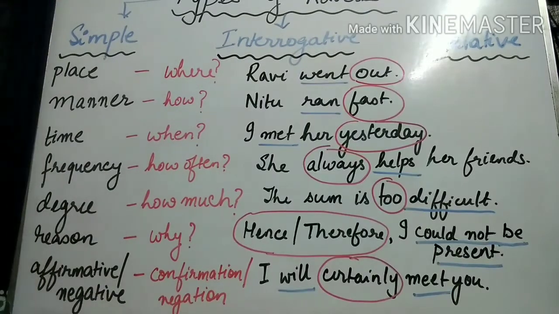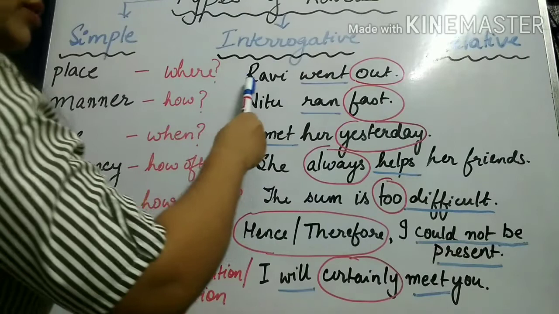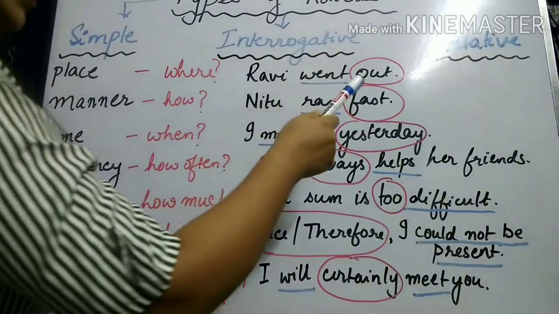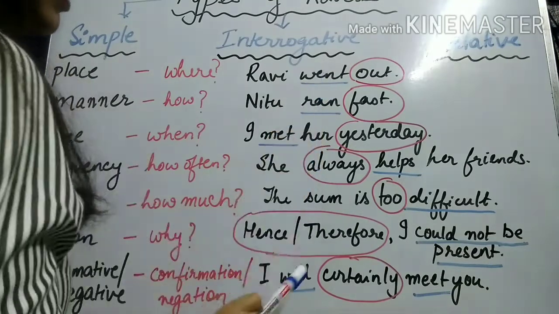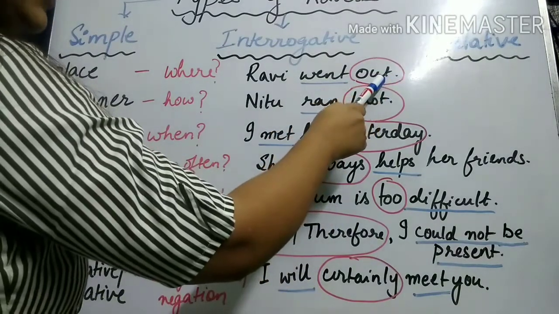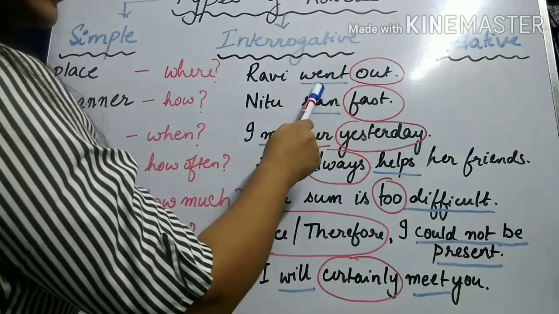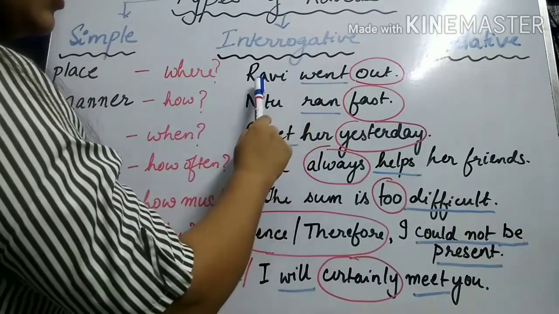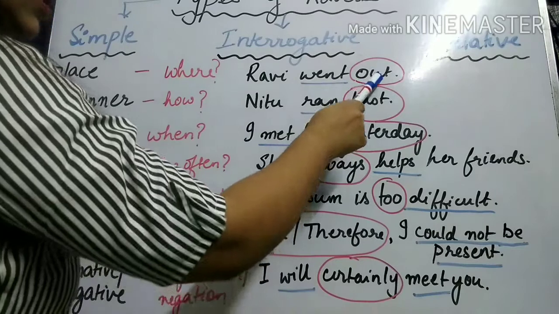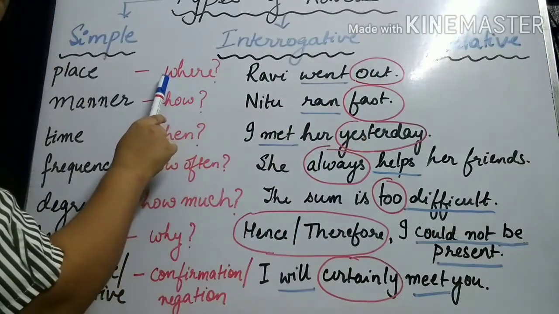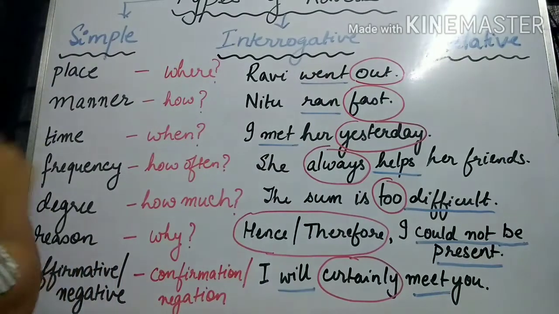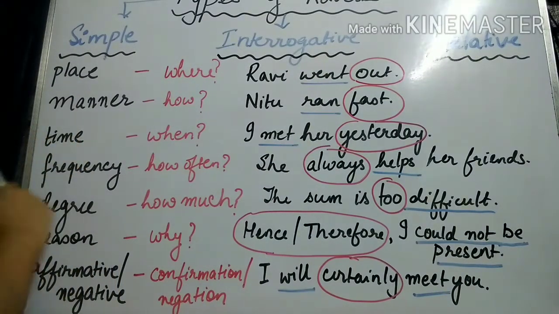Let's look at these examples. Ravi went out. So over here the verb is went, and the word out is giving us extra information about the verb went. Where did Ravi go out? So what's the question that we are asking? Where? Where did Ravi go out? So out is an adverb of place.